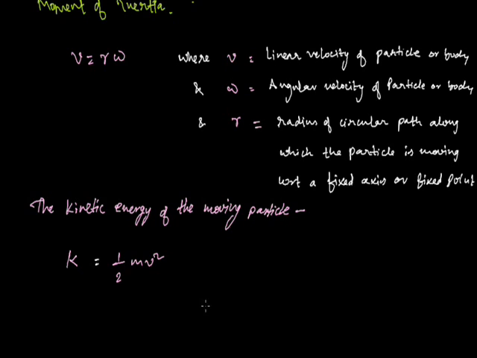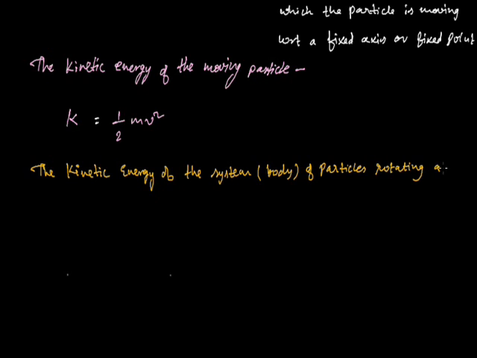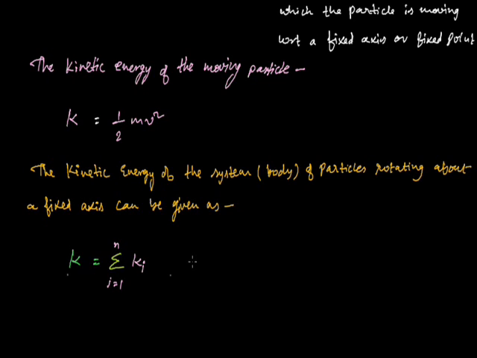of that body such that the kinetic energy of the system, means the body of particles rotating about a fixed axis, can be given as K equals to sigma Ki, where I equals to 1 to n. It means the system or the body rotating about that fixed axis has its constituent particles, and the number of particles is n, and the sum of their individual kinetic energies is being considered here in terms of sigma Ki, where I is the ith particle of that body or system.